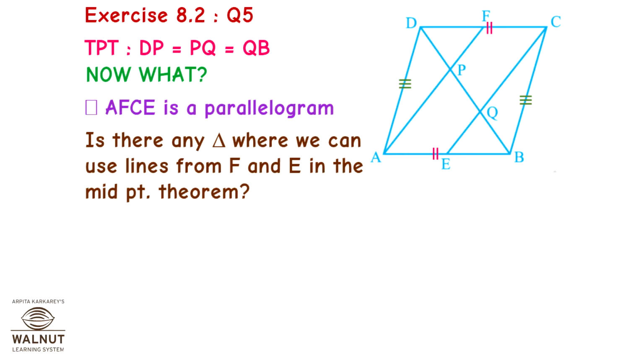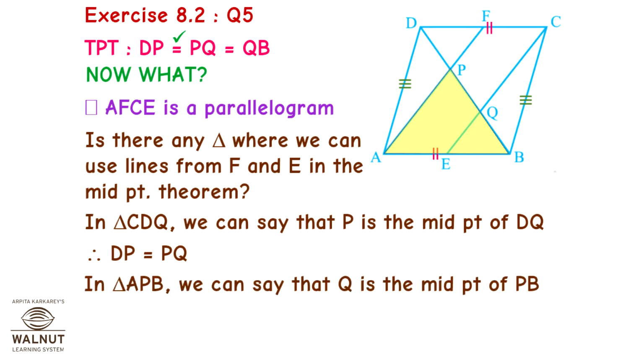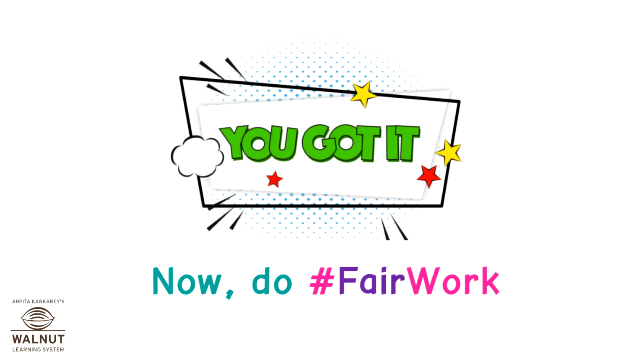Is there any triangle where we can use lines from F and E in the midpoint theorem? In triangle CDQ, we can say that P is the midpoint of DQ. Therefore, DP is equal to PQ. In triangle APB, we can say that Q is the midpoint of PB. Therefore, QP is equal to BQ. That's it. Done. You got it.